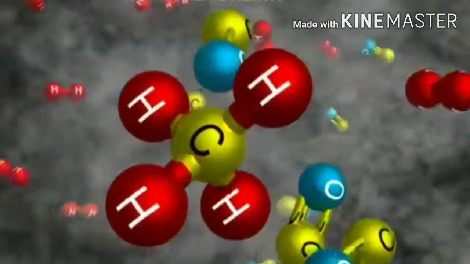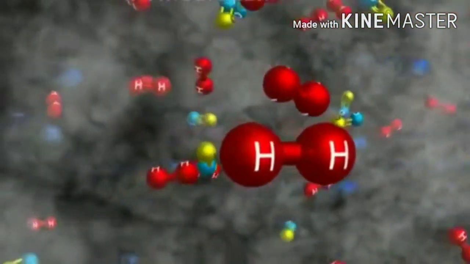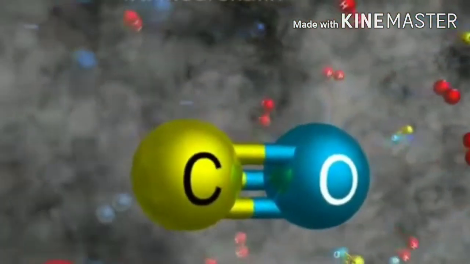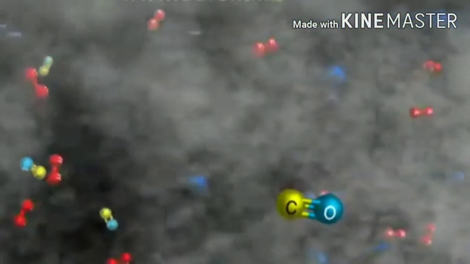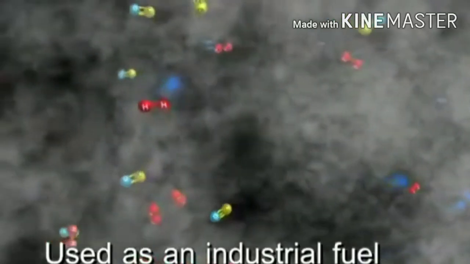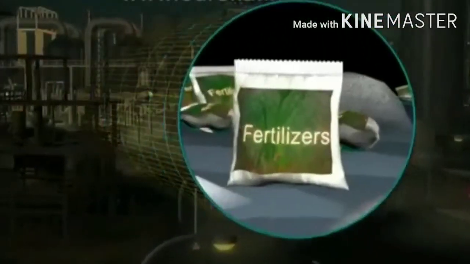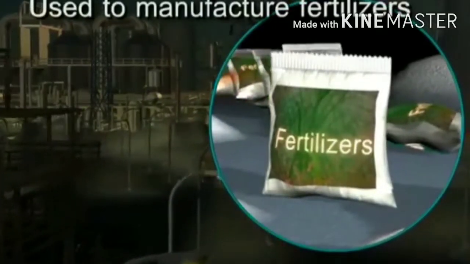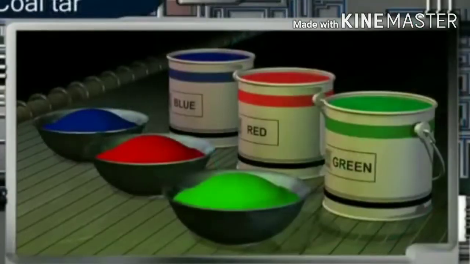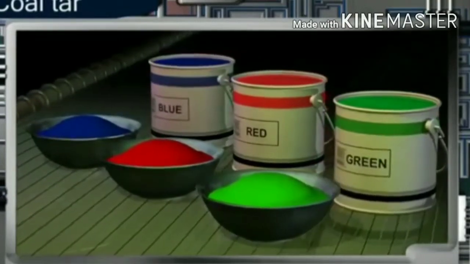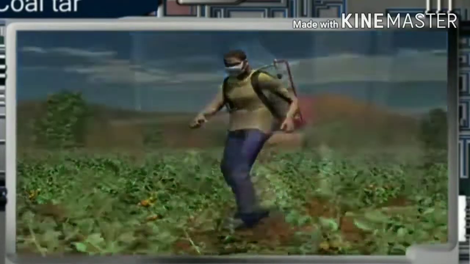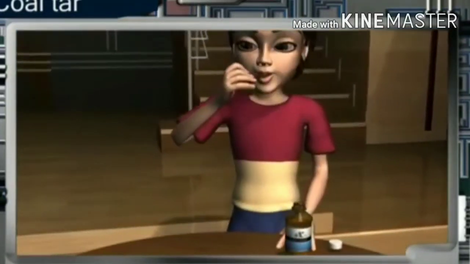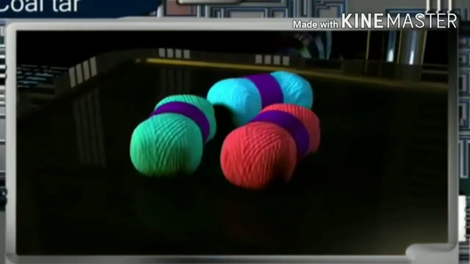Coal gas. Coal gas is mainly a mixture of methane along with hydrogen, carbon monoxide, and other gaseous hydrocarbons, and is used as an industrial fuel. Ammoniacal liquor is mainly used to manufacture fertilizers. Coal tar is mainly used in the manufacture of dyes, insecticides, medicines, artificial yarn, etc.